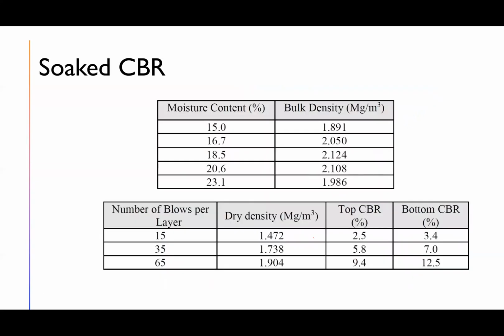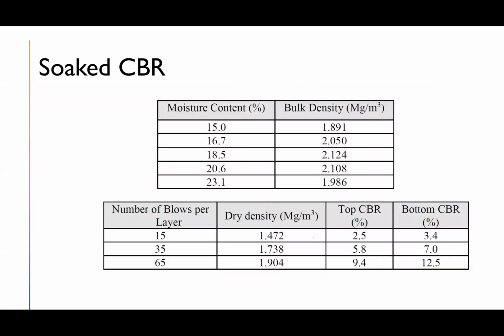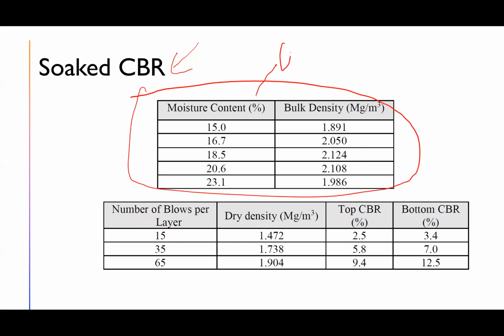So basically you're going to have two sets of data, for top and for bottom: CBR top and CBR bottom. Now just to show you, this is actually the data that you have if you conduct a soak CBR for 4 days. The first table is the compaction data from the compaction test.